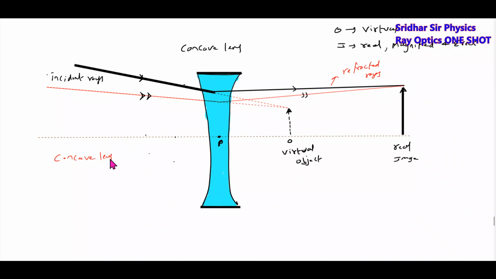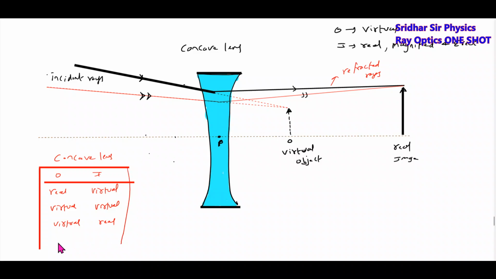So what is possible for a concave lens? A generalization of object and image: for real object, virtual image. Virtual object, virtual image. Virtual object, real image. Real object, real image is not possible. Like this, you have to remember the conditions.